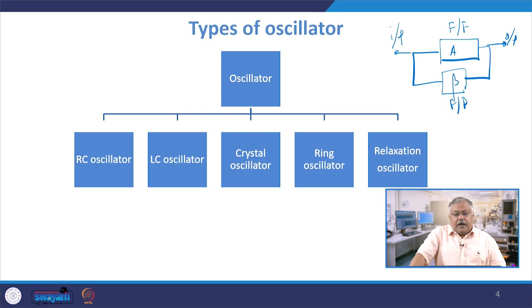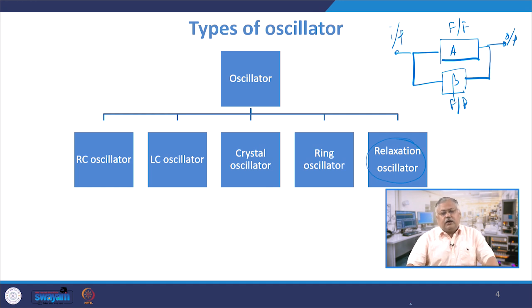And this is the general diagram, like any negative or positive feedback path will have this block diagram available with you. What are the types of oscillators? There are 5 types, and there are others, but for this course, this is sufficient. One is known as the RC oscillator. Then you have an LC oscillator. RC means you have a resistance and a capacitance in the oscillator. LC oscillator basically means an inductor and a capacitor. Then there is the crystal oscillator, the ring oscillator, and the relaxation oscillator.